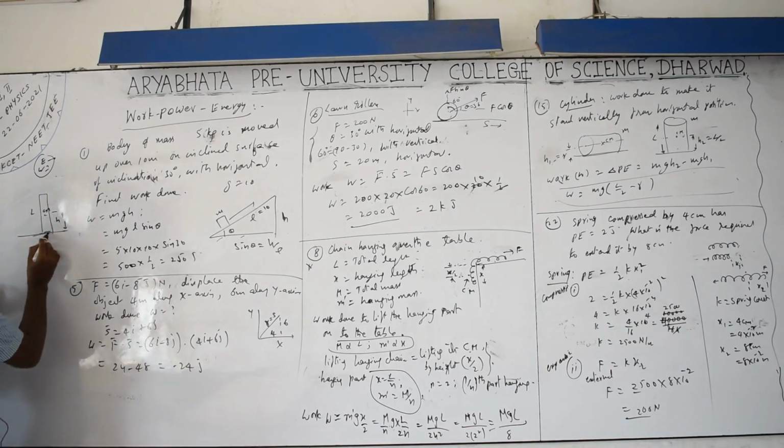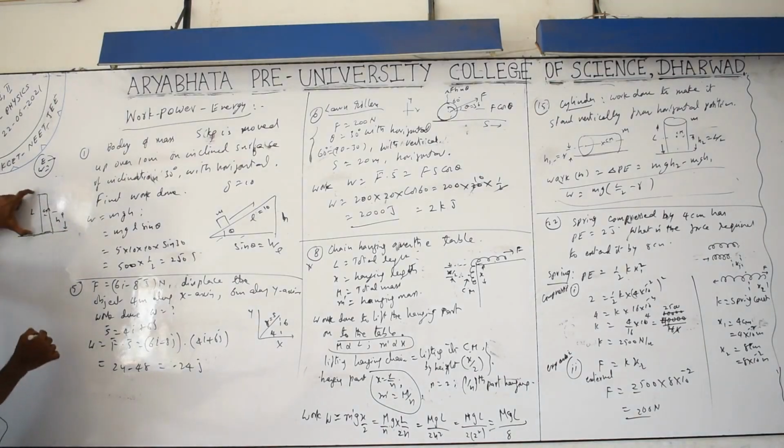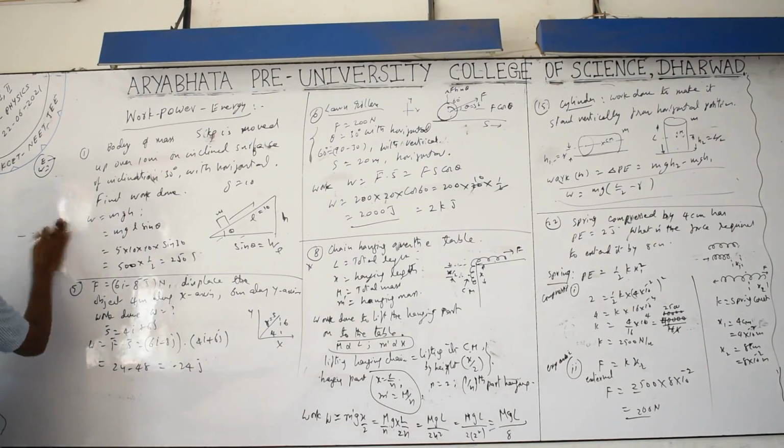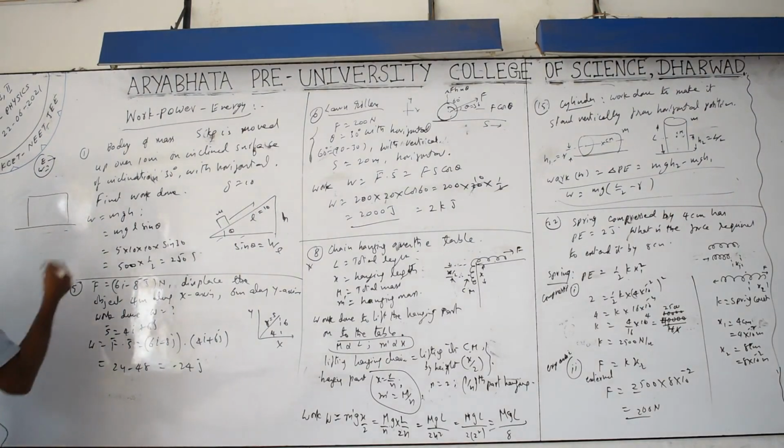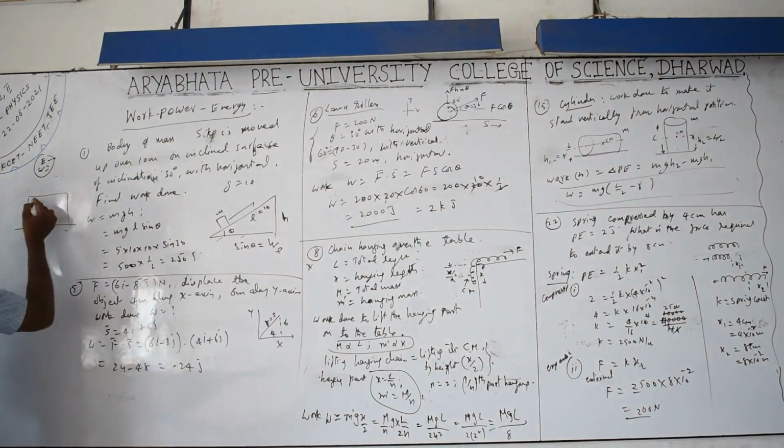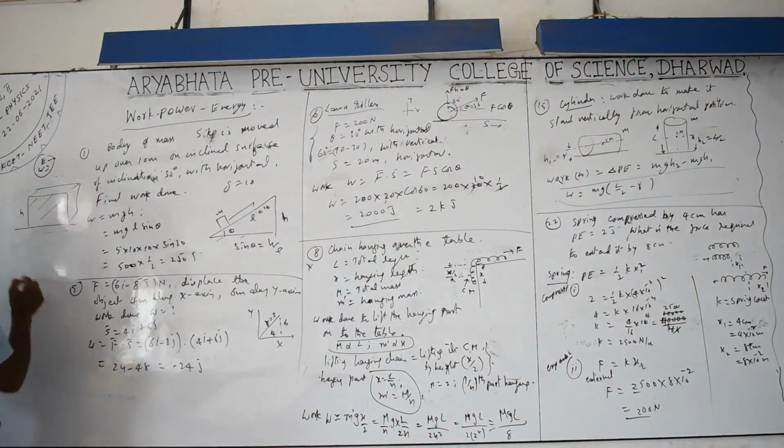This point is not lifted at all, this point is lifted by the maximum height. So average height is related to the center of gravity. What is the work done to fill up the tank? Or what is the potential energy of the water in the tank? Work done is converted into change in kinetic energy, or work done is also equal to change in potential energy. If you are filling the tank to the height h, then work is equal to mgh.